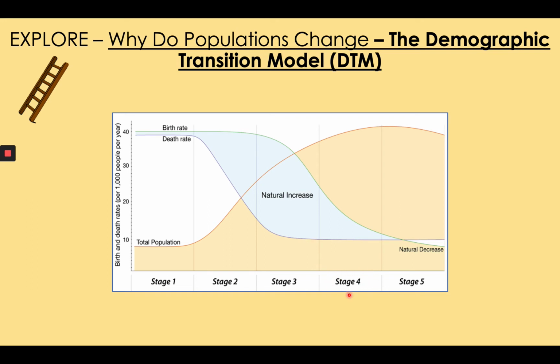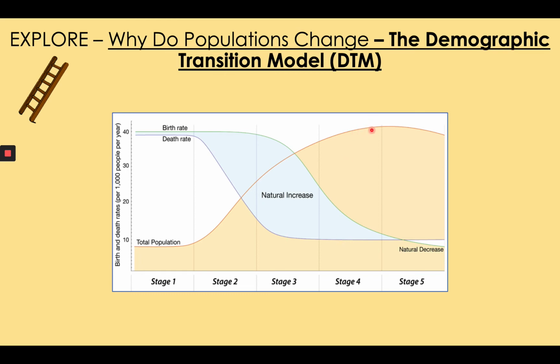Stage 4, HIC like the UK. The population is now increasing very slowly, or even towards the end of stage 4, it's stable. The birth rate keeps falling because even more families now live in cities. More than 80% of the UK's population lives in cities, and they have small families generally. So the birth rate's falling. The death rate is as low as it can be.